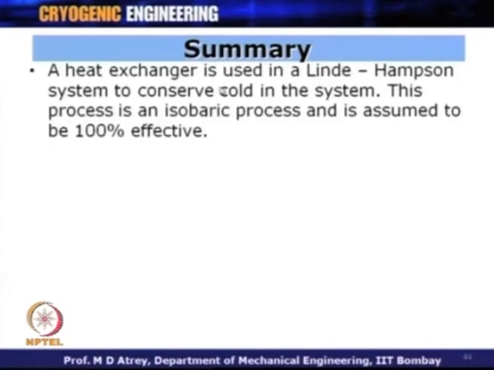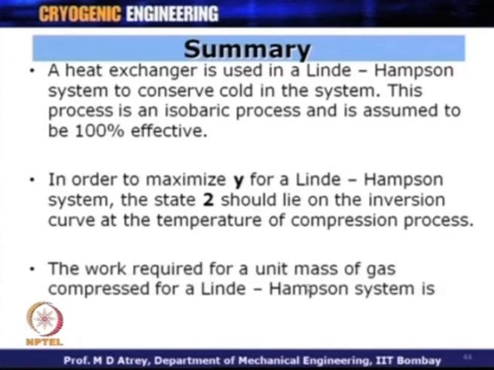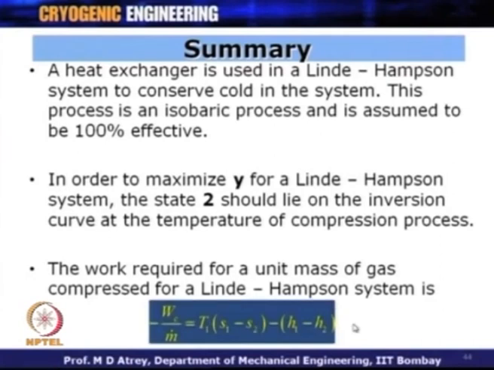A heat exchanger is used in the Linde-Hampson system to conserve cold in the system. This process is an isobaric process and is assumed to be 100% effective. In order to maximize y, or m dot f upon m dot, for a Linde-Hampson system, the state 2 should lie on the inversion curve at the temperature of the compression process. This is made fairly clear in this lecture. The work required for a unit mass of gas compressed for a Linde-Hampson cycle is given by this formula. We have seen the derivation of this formula also.